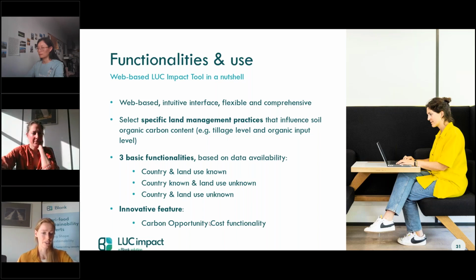So we offer these 3 basic functionalities, which is if the country and previous land use is known, then you can calculate direct land use change emissions. If the previous land use is not known, but your sourcing country is known, we can use statistics to calculate statistical land use change. And if even the country is unknown, we can create a global weighted average of the statistical land use change to come up with a global land use change value for certain commodities, for all commodities actually. And this novel feature is carbon opportunity cost, so providing another type of insight into land carbon losses and land use change.